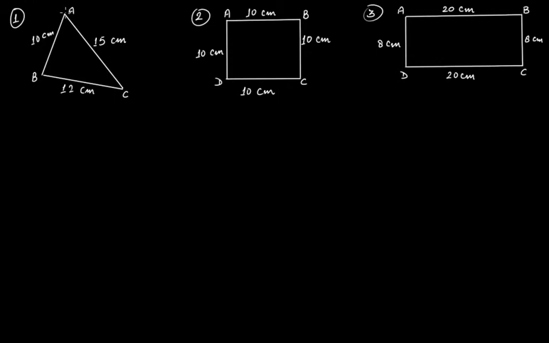So if I start from here and take one complete round along the boundary of this figure, then the distance traveled or covered in one complete round will be the perimeter of that given figure.